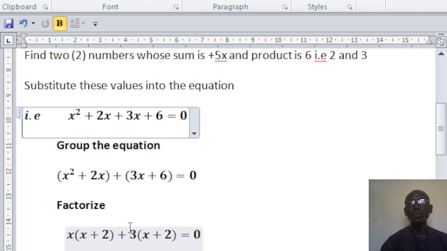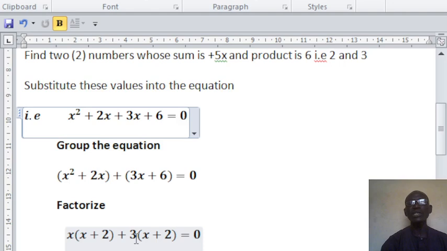You go to the other group. You look for what is common. Here you have x, but there's no x at the right hand side. But we have 3 here, and if you look at the other side, you have 6. That means we have 2 3s inside this 6. So you factorize them, leaving 2, because 3 multiplied by 2, you have 6. So this is what I have done here. By factorization, you have x into x plus 2 plus 3 into x plus 2. This will give you 0.